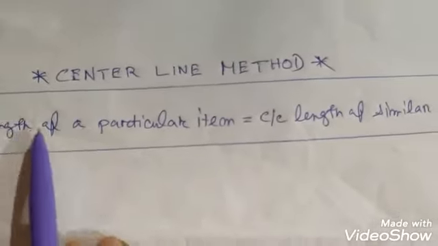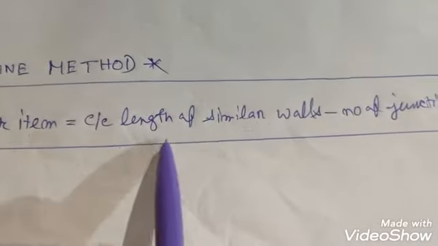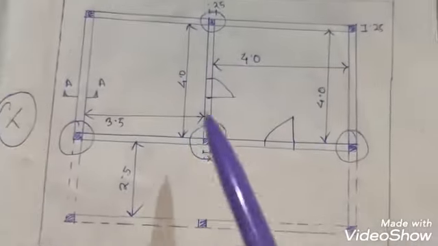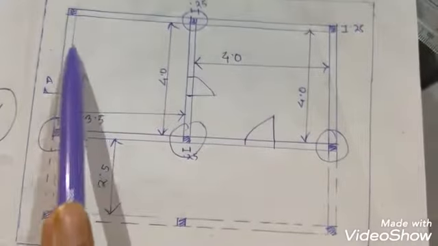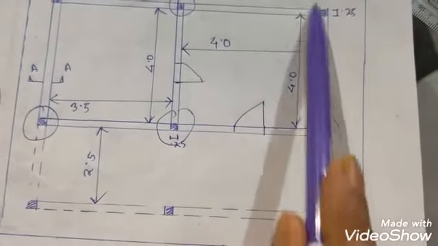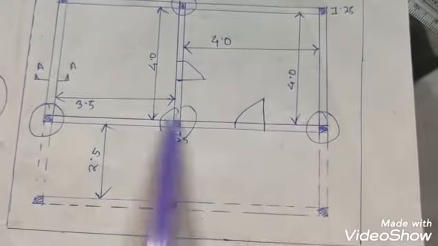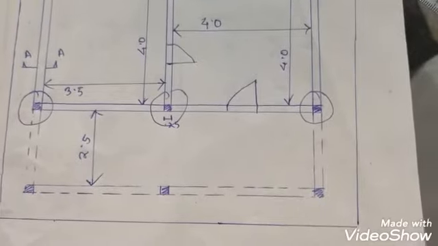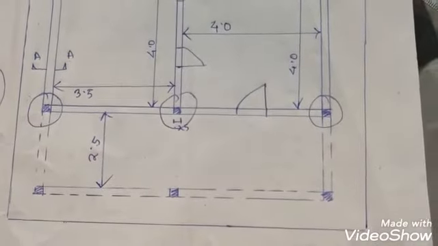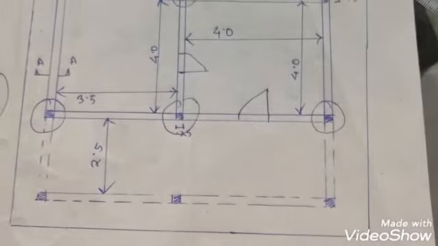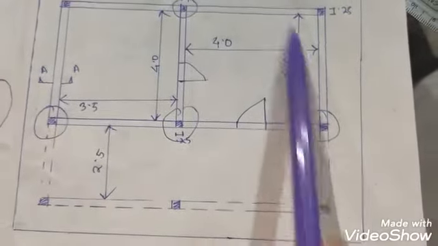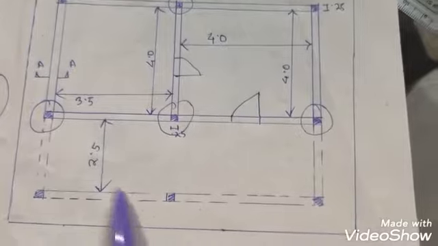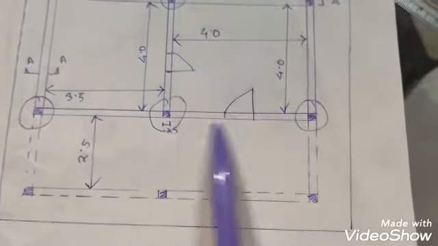Now let us go back to the formula. What it says, length of a particular item is equal to center length of similar walls. That means if we have to consider the center to center length, then we will consider the center to center length of the walls of the rooms only, because rooms are one type and veranda is one type, because in the veranda there is no superstructure wall, there is only plinth wall. So we will take the rooms and the veranda separately. This is one type and this is another type.